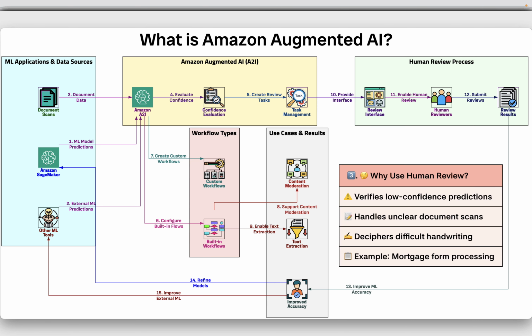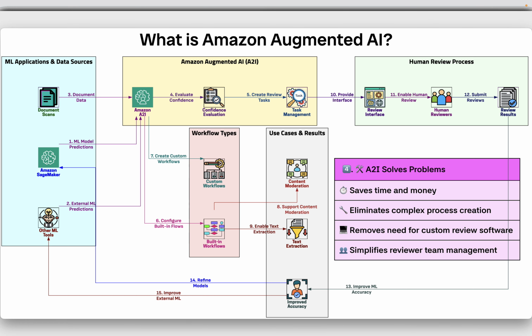So why use human review? So many machine learning applications need people to look over predictions that have low confidence, just to make sure the results are correct. For instance, if you are trying to get information from scanned mortgage forms, a human might need to check things if the scans are blurry or handwriting is hard to read.